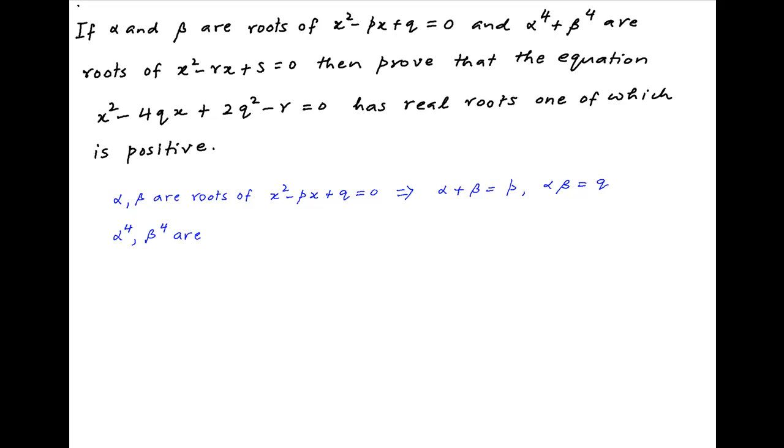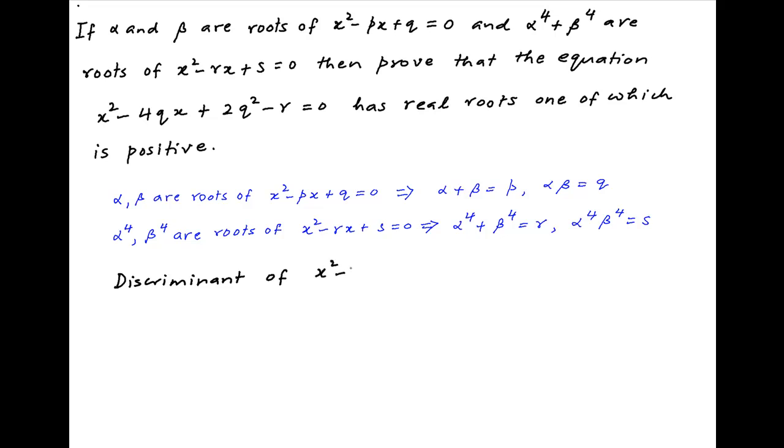Similarly, alpha raised to the power 4 and beta raised to the power 4 are given to be roots of the quadratic equation x squared minus rx plus s equals 0. Therefore, the sum of the roots, alpha raised to the power 4 plus beta raised to the power 4, is equal to r, and the product of the roots, alpha raised to the power 4 times beta raised to the power 4, is equal to s.